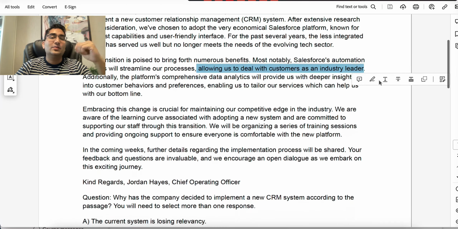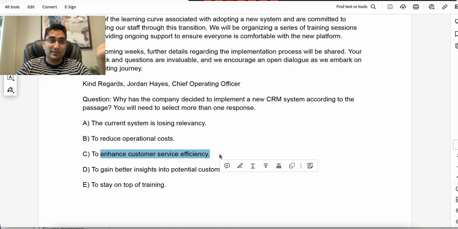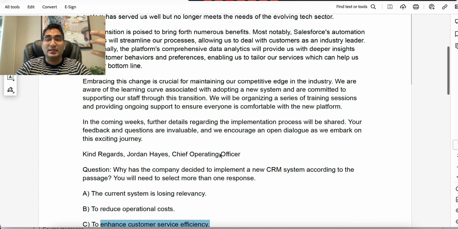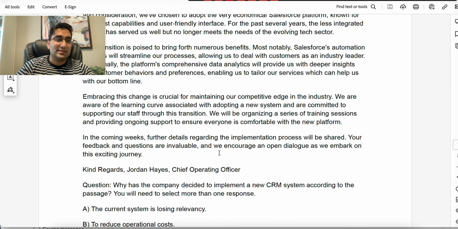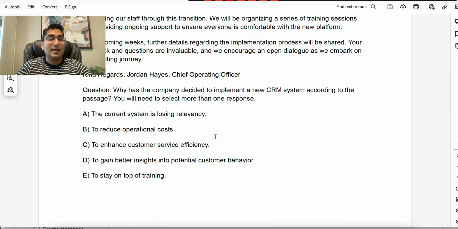Okay, so if you deal with them as an industry leader, that means you have enhanced customer service efficiency. That is correct. Now, again, it doesn't mention enhanced customer service efficiency, but if you're dealing with them as a leader, it means that. So now you have to interpret this answer and match it, which is very commonly the case. So the first three things were the answers, but very unclear. Now let's look at the next one.